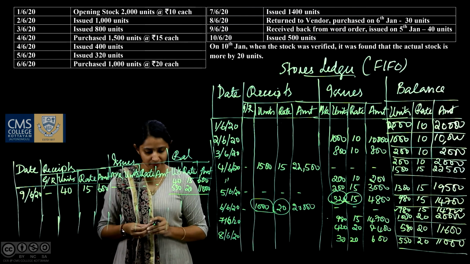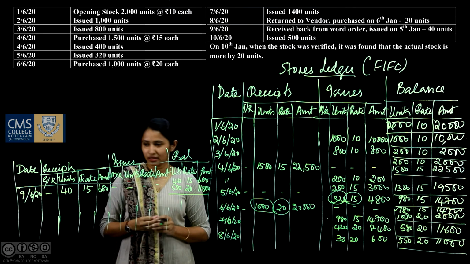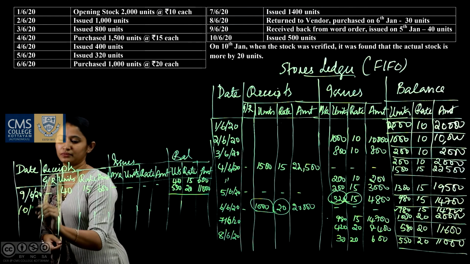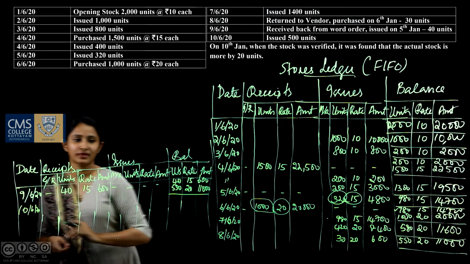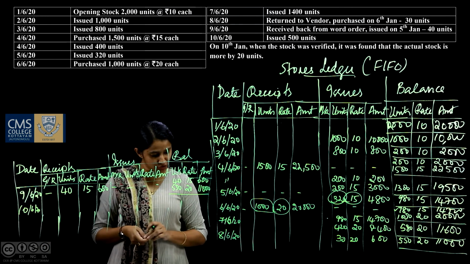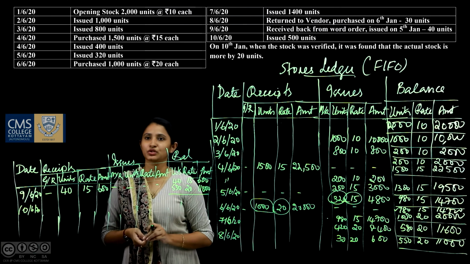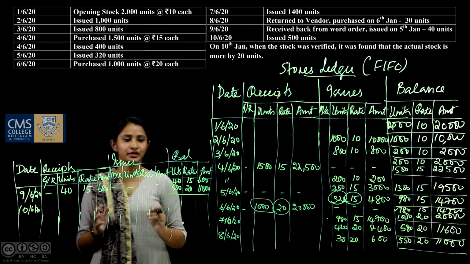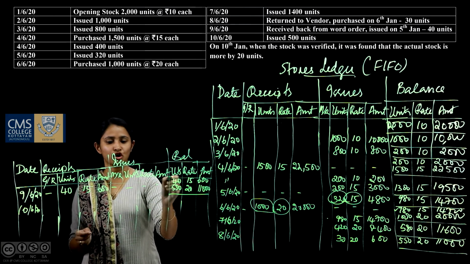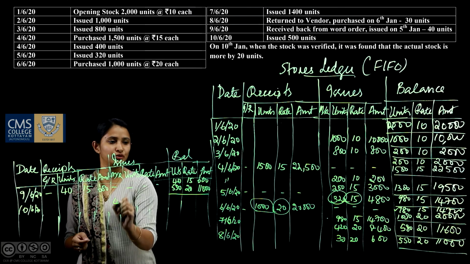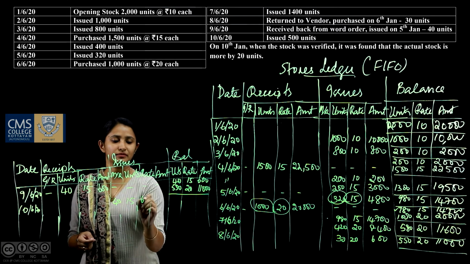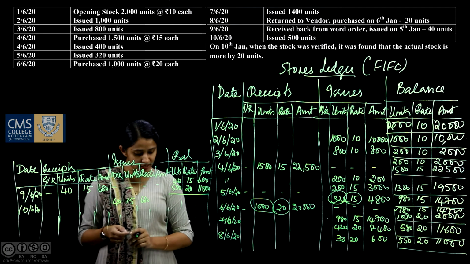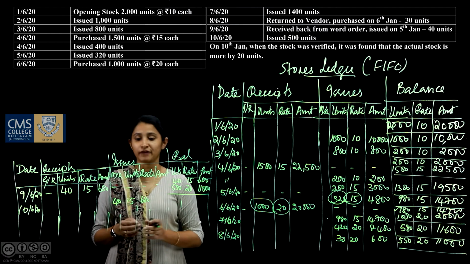So, we close that, and on 10th June, there is an issue of 500 units. So, the production department has asked us for an issue of 500 units. So, we will take the first lot, that is 40 units at 15, and they have asked us in total for 500 units.